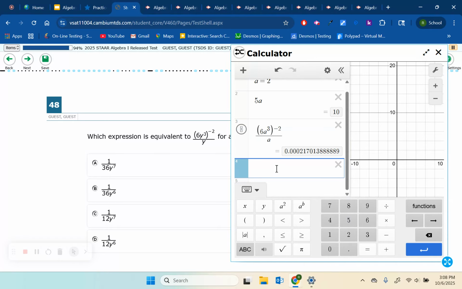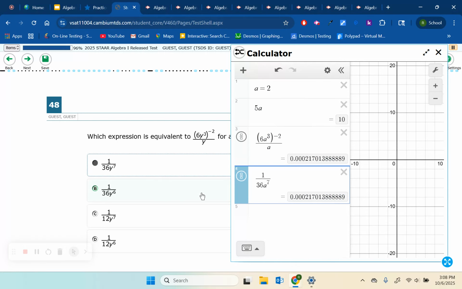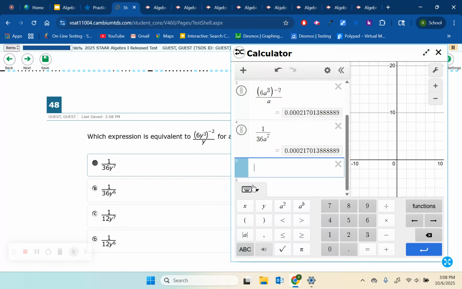All right, so 1 divided by 36, A to the 7th power. Does the number match? It matches. That's my answer. I'm going to put just one more in just so you can see it.